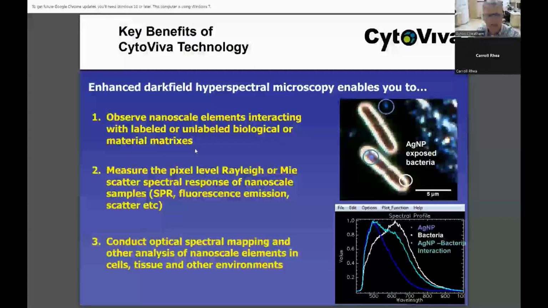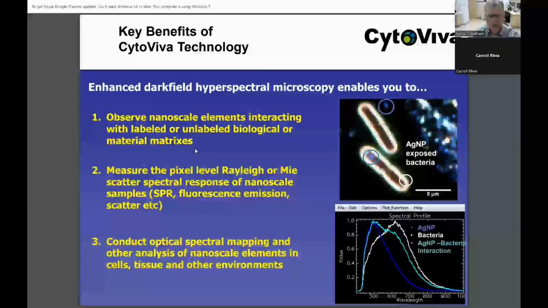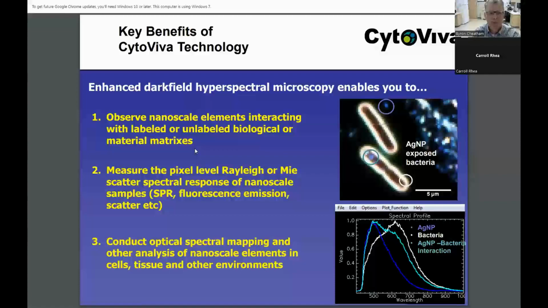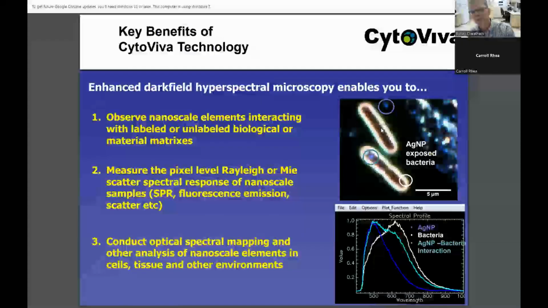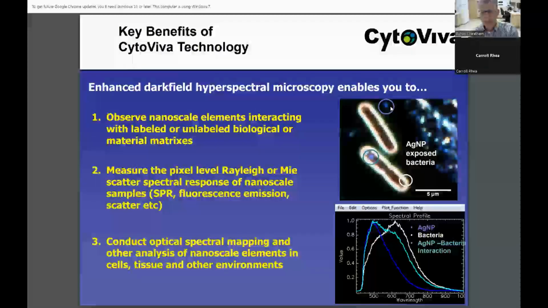Let's go through here and talk about what the technology can do in terms of its major functionalization. It allows the ability to observe nanoscale elements that are interacting with either labeled, fluorescently labeled, or unlabeled biological or material matrices. Let's take a look at another sample that's very relevant. We know that nanoparticles, specifically silver nanoparticles, are being developed as antimicrobial agents, and they have incredible properties in that regard. There are many peer-reviewed publications that demonstrate this, and many that publish using data with CytoViva on this. In this example, we're looking at a bacteria, Bacillus subtilis bacteria, that's been exposed to silver nanoparticles.